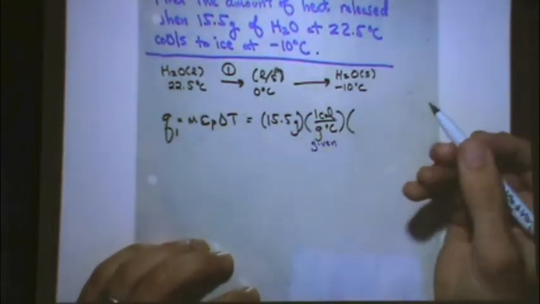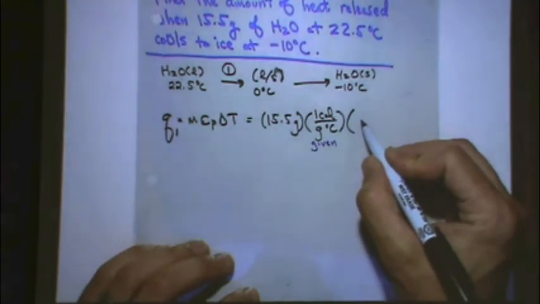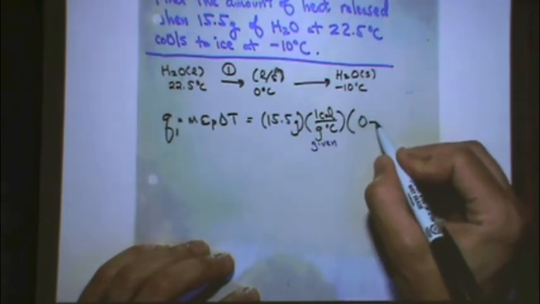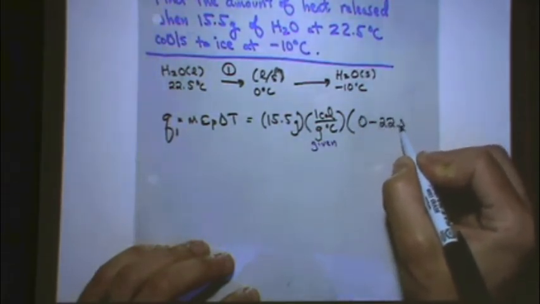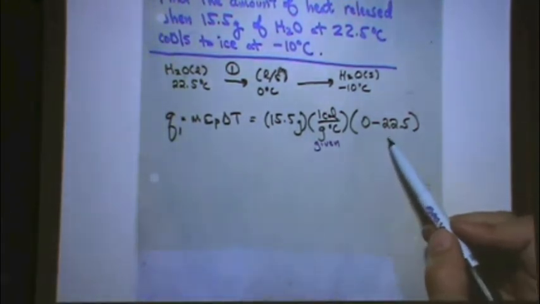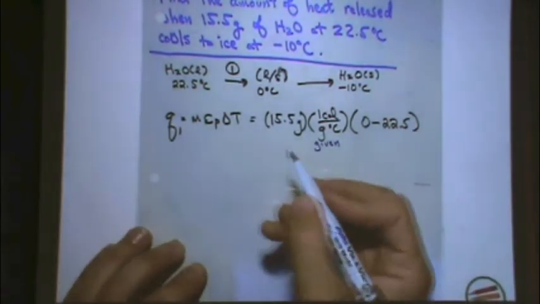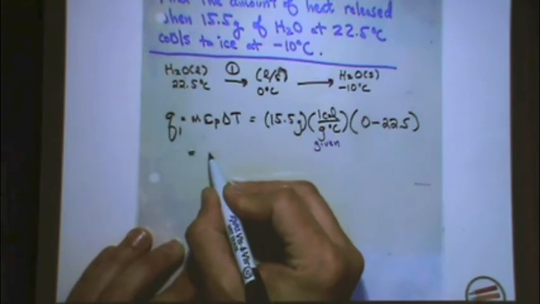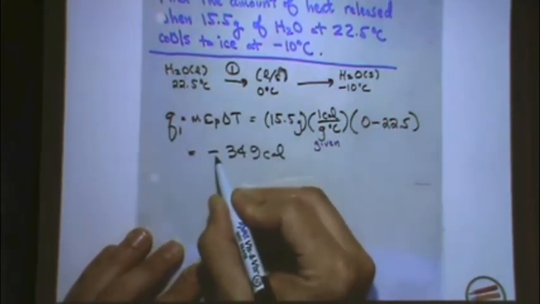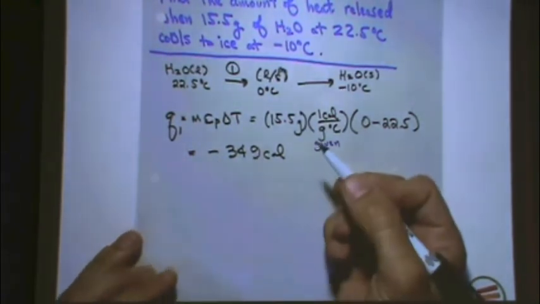And then, what's the first number that goes here in delta T? It's something minus something. 0 minus 22.5. Okay? So it's a difference. Make sure you get the difference. Turns out to be negative 22.5, but T final, make sure you know what that is. Alright, this turns out to be negative 349 calories. Are we okay that this is negative? Yeah, better be, because it's exothermic.